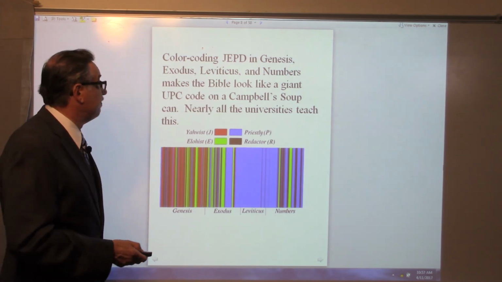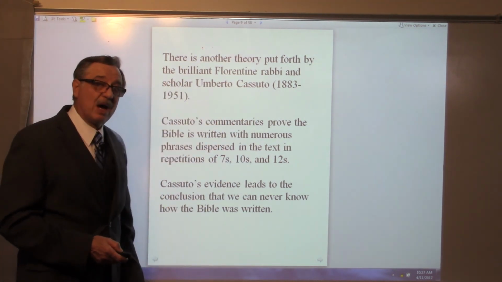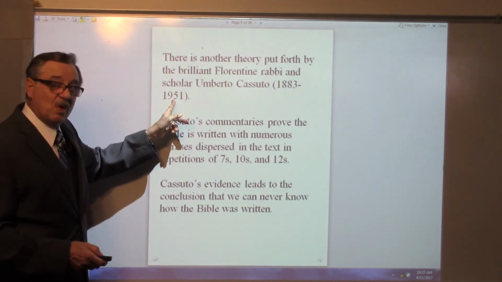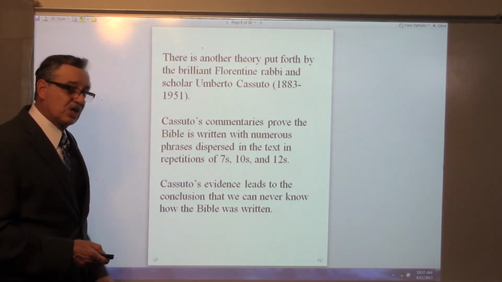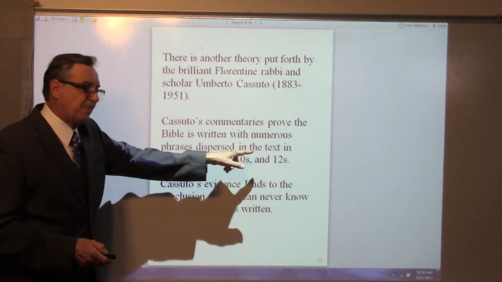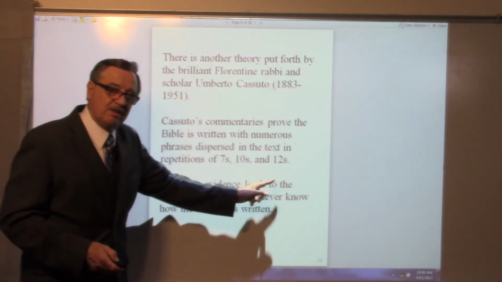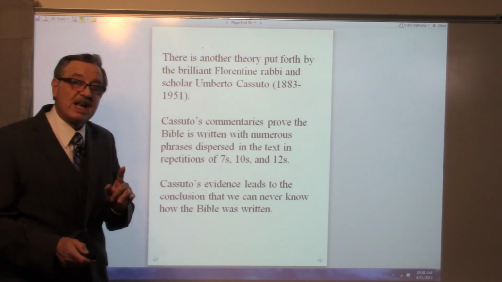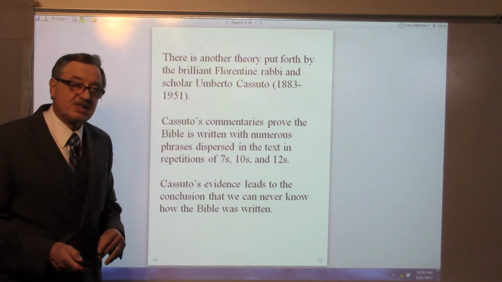There's another theory put forth by the brilliant Florentine rabbi Umberto Cassuto, 1883 to 1951. He died in Israel in 1951. Cassuto's commentaries prove that the Bible was written with numerous phrases dispersed in the text in repetitions of 7s, 10s, and 12s. Cassuto's evidence leads to a conclusion that we can really never know how the Bible was put together. You'll have to look at the evidence and decide for yourself.